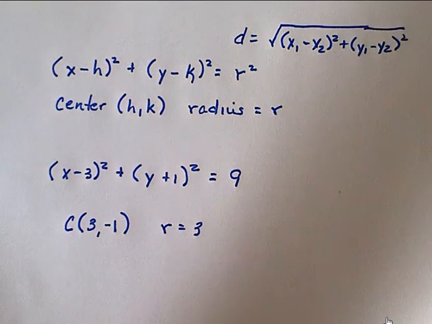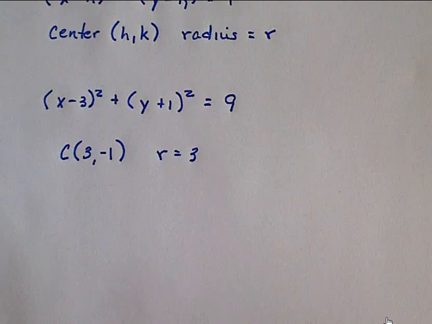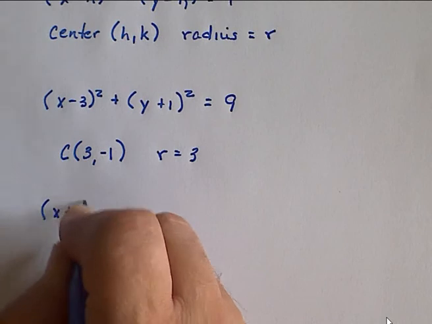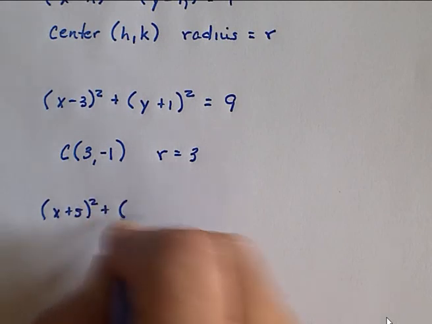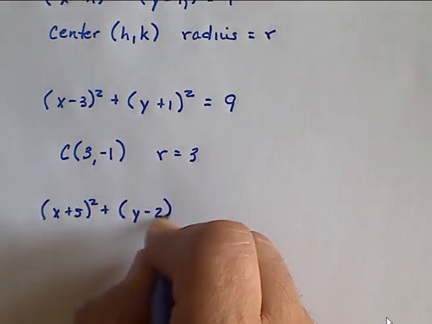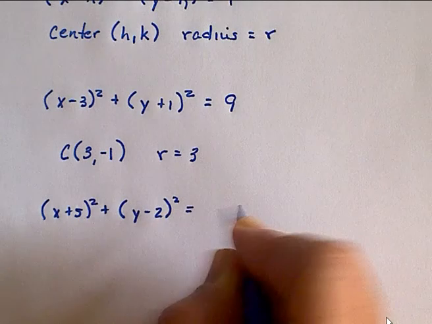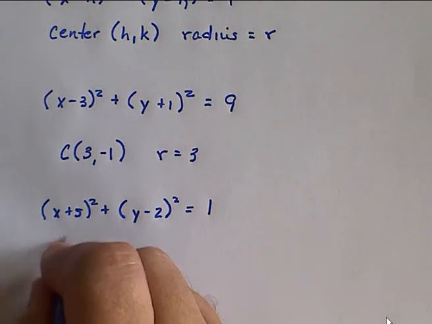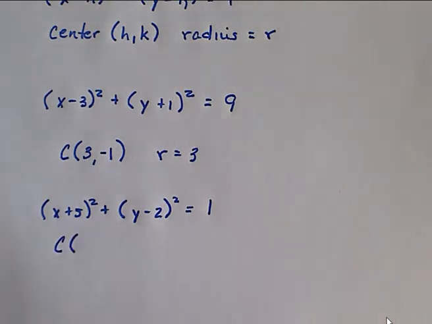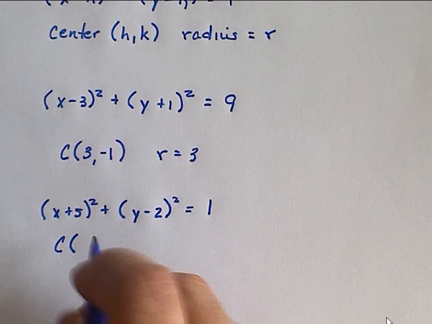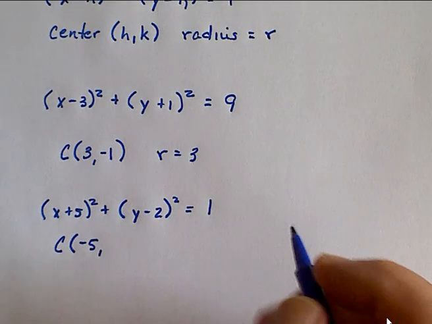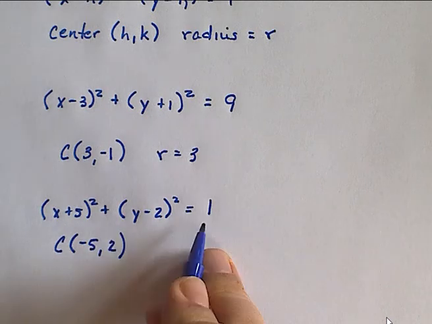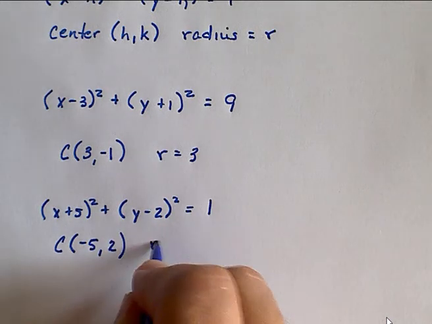Okay, so let's try another one. If I have (x plus 5) squared plus (y minus 2) squared equals 1. Again, find the center. Cover up the x. Opposite of positive 5 is negative 5. Cover up the y. Opposite of minus 2 is plus 2. Square root of 1 is 1.